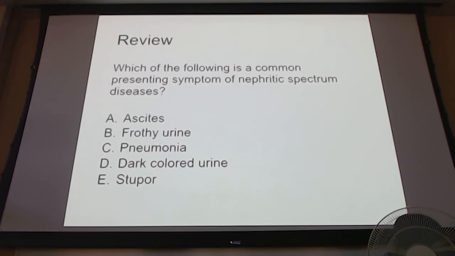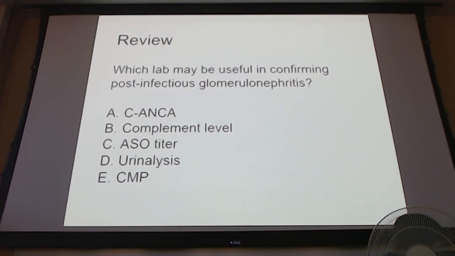Pneumonia is not a common presenting symptom of nephritic spectrum diseases. Are there pulmonary manifestations that you can see in some of the renal inflammatory conditions? Yeah, absolutely, but is it pneumonia? No. And then, is stupor a common presenting symptom? No. So, dark color urine.